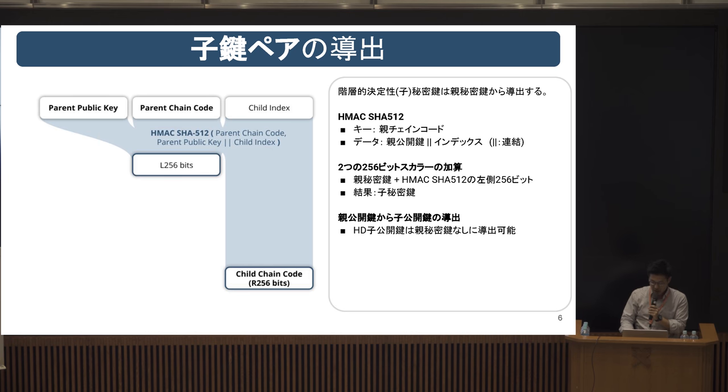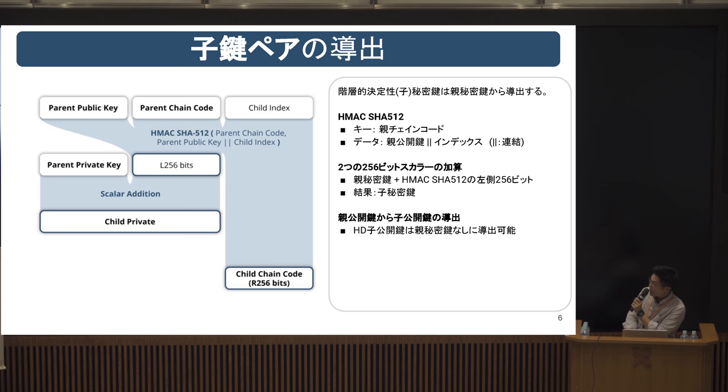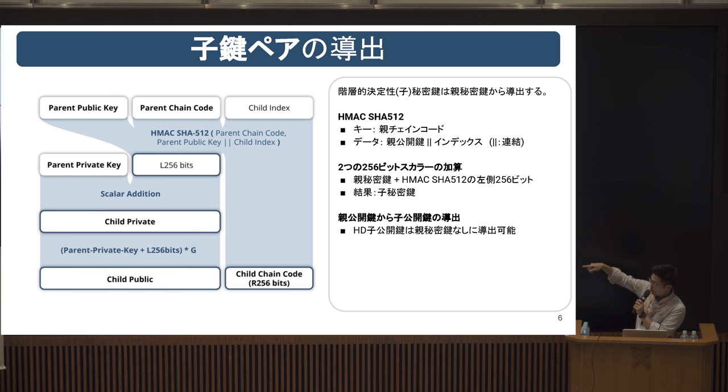The left 256 bits we further add to the parent private key, and that's how we end up with the child private key. The child public key is obviously derived from that. So just to recap, we've taken the parent public key, the parent private key, the parent chain code, and the child index, and we've derived both private and public child keys from this scheme.